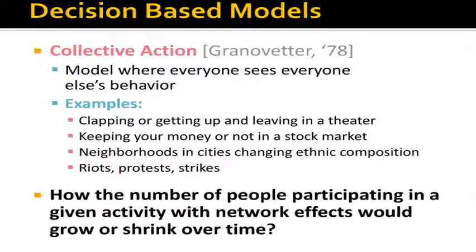Collective action is a model where everyone sees everyone else's behavior. Example, clapping: the first person in the classroom starts clapping, and based on the first person, everyone starts clapping. Others are getting up or leaving the theater, keeping your money or not in the stock market, neighborhoods and cities changing their ethnic composition, riots, protests, strikes. How the number of people participating in a given activity with the network effect would grow or shrink over time.